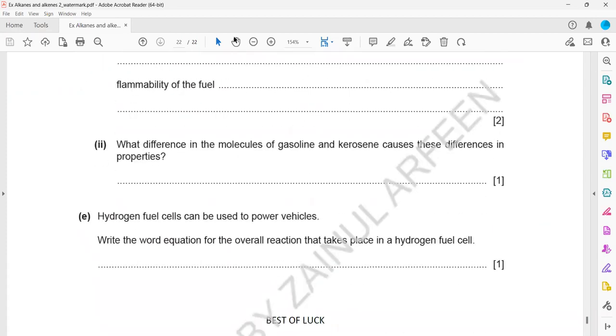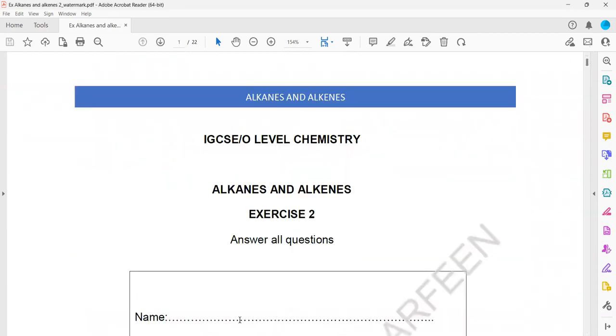Hydrogen fuel cell can be used to power the vehicle. Write a word equation. So what is a word equation? Hydrogen plus oxygen gives what? Hydrogen plus oxygen gives water. So that's right. So this was exercise 2 related to the alkanes and alkenes.